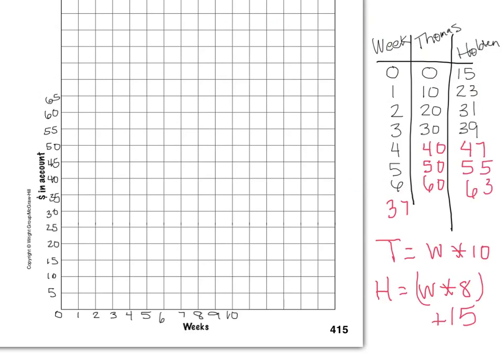And I'm going to go ahead and plot the points. And when I have two different sets of data on the same graph, I want to make sure that they look different from each other. So I'm going to start off by plotting Thomas's points. So he earns $10 a week, so his is pretty easy, or he deposits $10 a week. So Thomas's is pretty easy to plot.